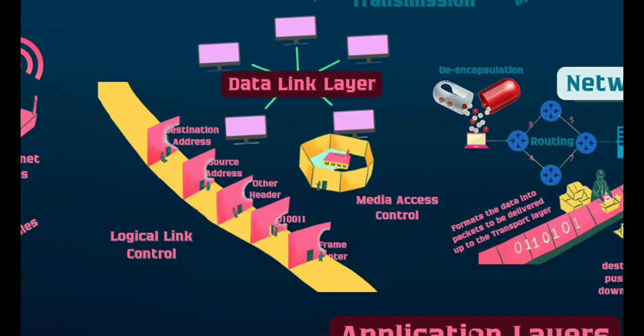Because the data link layer is the most complex layer in the OSI model, it is often divided into two parts: the media access control sublayer, or MAC, and the logical link control sublayer.